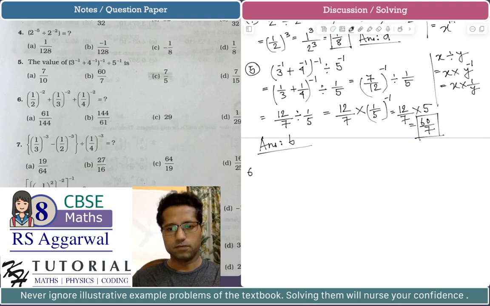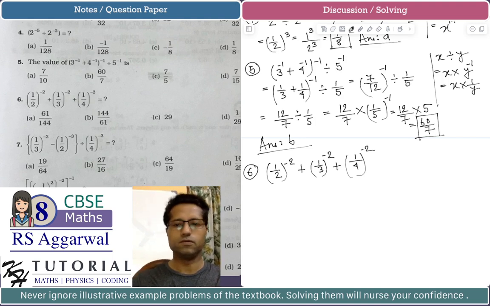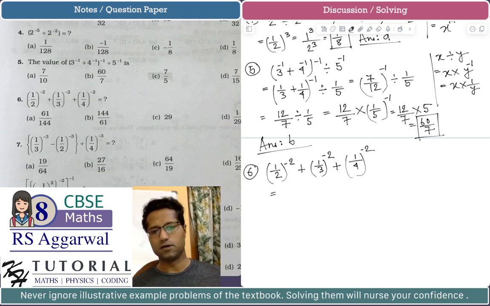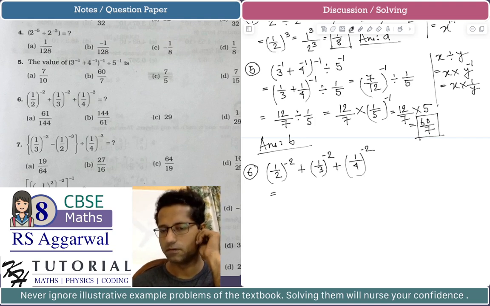Let's solve question number 6. This is also an evaluation. We have to evaluate (1/2) raised to the power minus 2 plus (1/3) raised to the power minus 2 plus (1/4) raised to the power minus 2. These are additions of three numbers in exponential form, and all the exponents are minus 2, and the bases are rational numbers. First base is 1/2, second base is 1/3, and third base is 1/4.